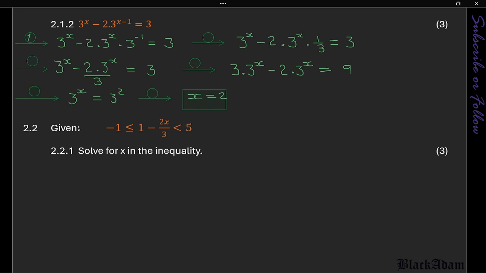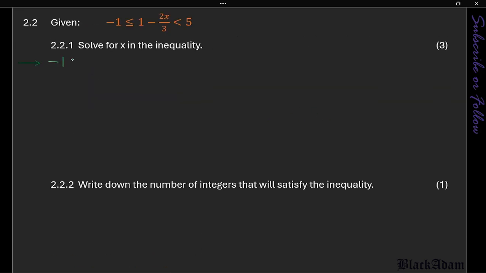Okay, so step 1, we had to split the terms, and step 2 we had to write the exponent into a fraction, and step 3 we multiply by the fraction, so it's over 3. And step 4 we have the like terms, and step 5 simplification, and 6 final answer.